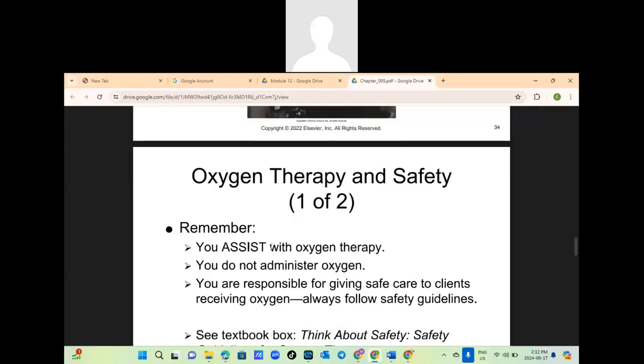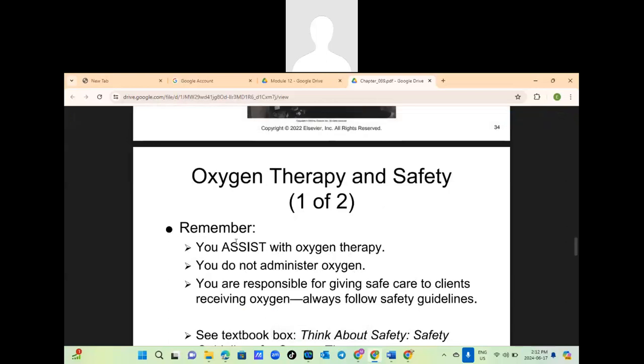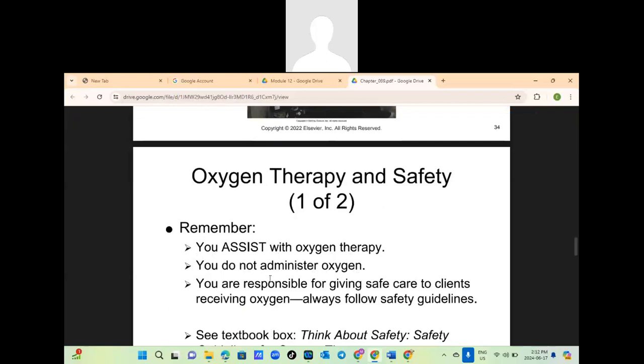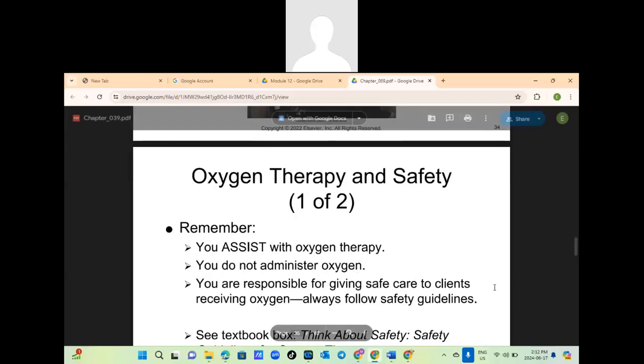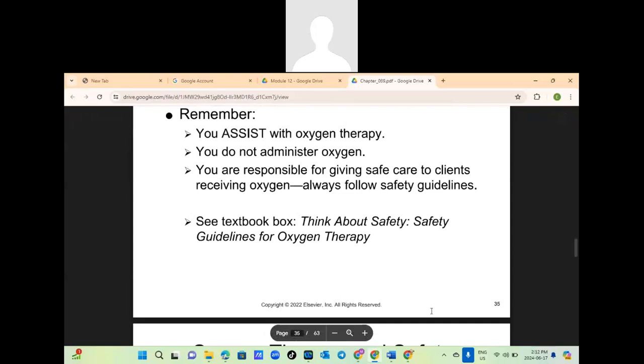So remember, you assist with oxygen therapy. Assist, again. You assist with medication. You do not administer oxygen as well. You do not administer medication unless you are delegated, right? So you are responsible for giving safe care to clients receiving oxygen. Always follow the safety guidelines. Okay? So let me see the safety guidelines in our book.